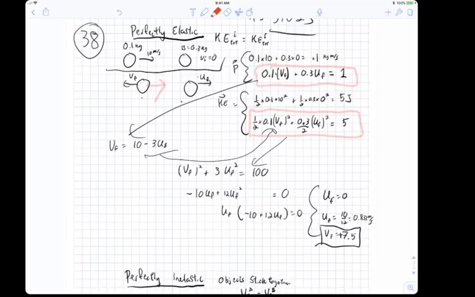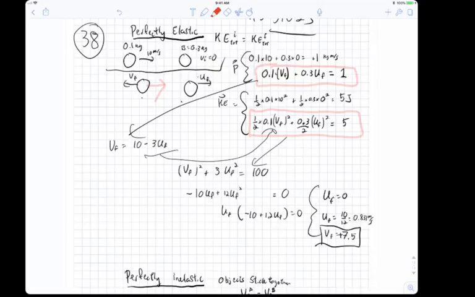Let's see. Okay, well, let's go over the numbers again. The momentum is 1, right? And the way to write the momentum is 0.1 times VF. I don't know its sign. Times 0.3 UF. I don't know its sign. I'll multiply both sides by 10. Subtract that. So VF is equal to 10 minus 3 UF. Okay, that works. Kinetic energy is equal to 0.5 times 0.1 times 10 times 10. That's 5 joules. It's got to be the same.